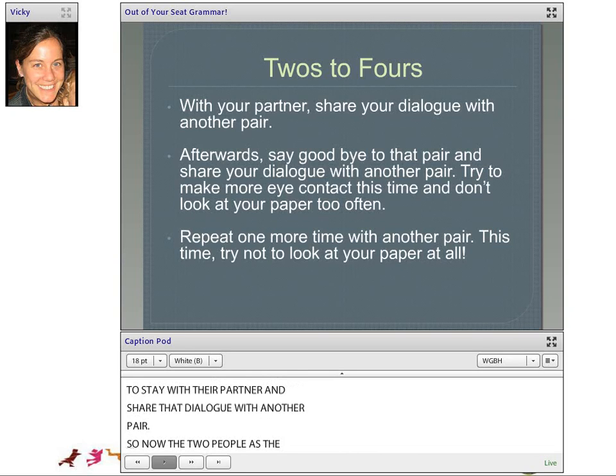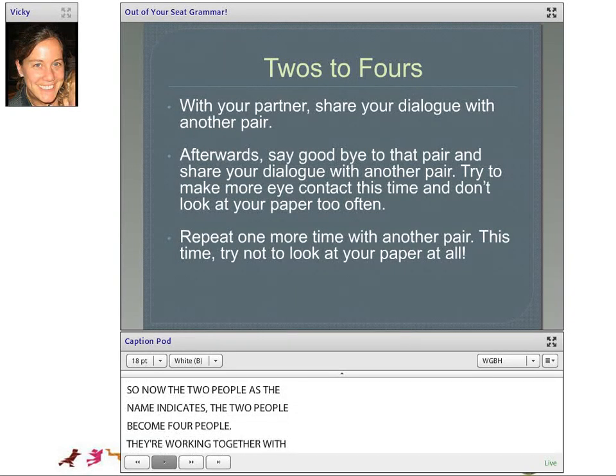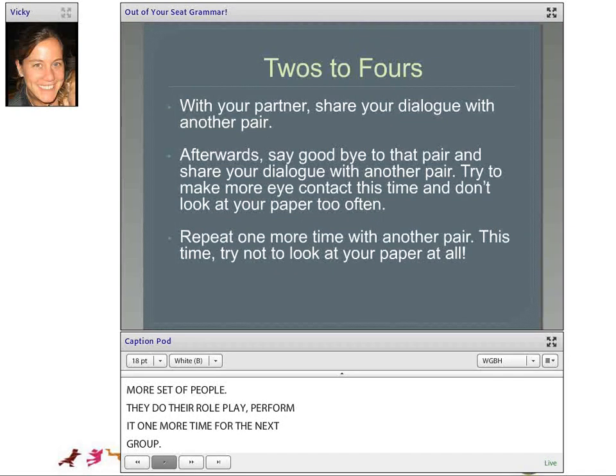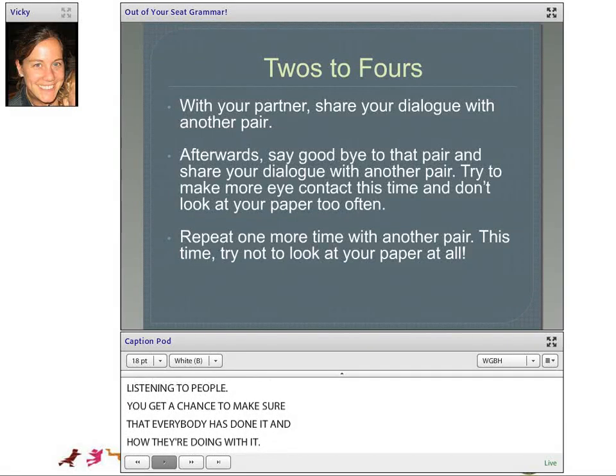So they're working together with another group of partners, and they each share their dialogue back and forth. Perhaps you could give them a chance to share it with even one more set of people. So once they finish with the first set of partners, okay, say goodbye, and then go try to find another set of partners and do their role play, perform it one more time for the next group. In this way, everybody gets a chance to share their work. You are mingling around listening to people, so you do get a chance to make sure that everyone's done it and how they're doing with it, but everyone is occupied at the same time, and that really is a major goal.